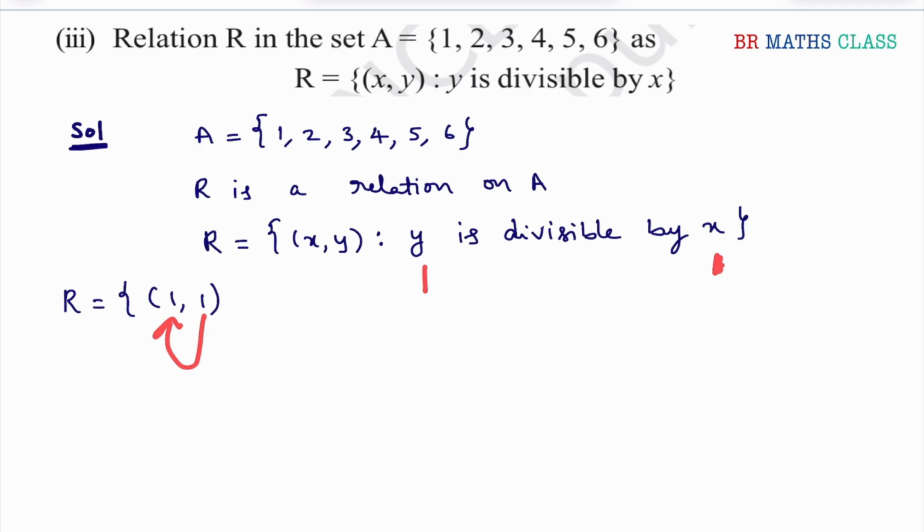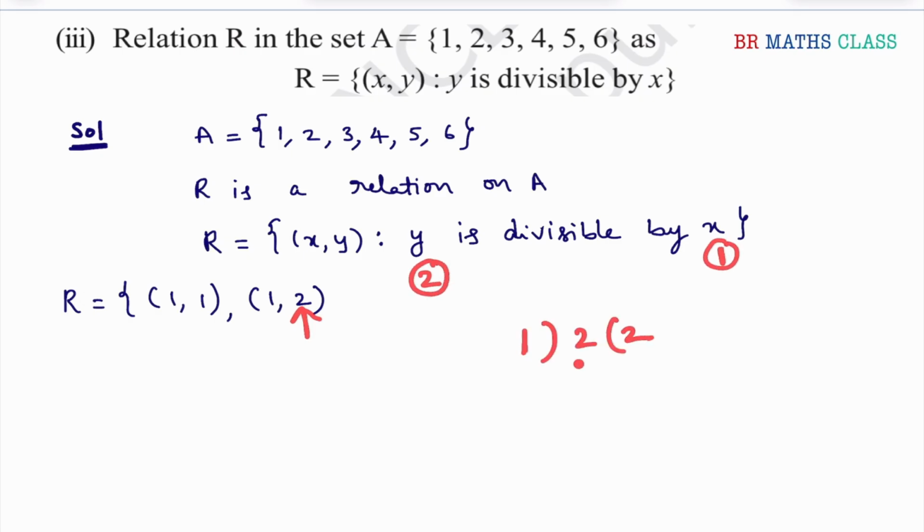In A cross A, the first element is (1, 1). What is the second element? In A cross A, the second element is (1, 2). Now, does (1, 2) belong to this relation or not? See here, y means 2. Here, 2 is divisible by 1. You check whether 2 is divisible by 1 or not.